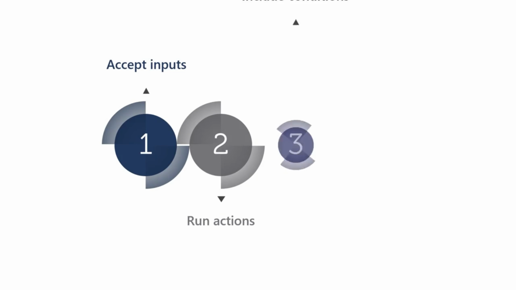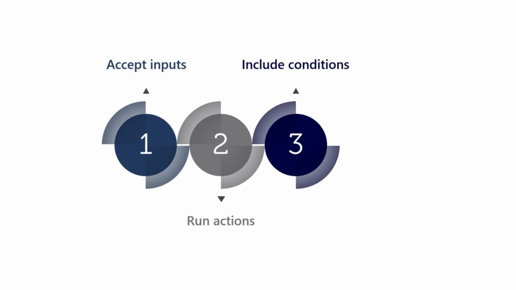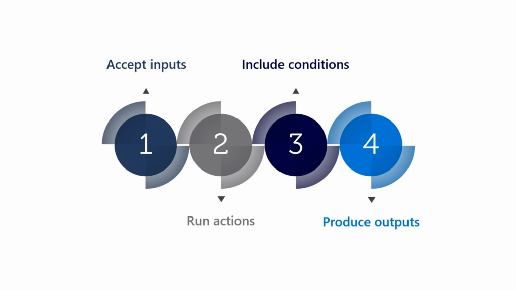They can all include conditions. A condition is a test, often run against an input, that may decide which action to execute next. And they can all produce outputs. An output is a piece of data or a file that is created by the workflow. In addition, workflows created with these technologies can either start based on a schedule or they can be triggered by some external event.